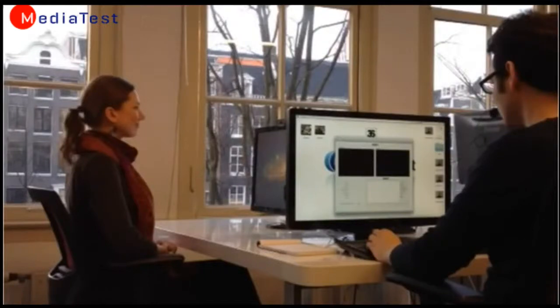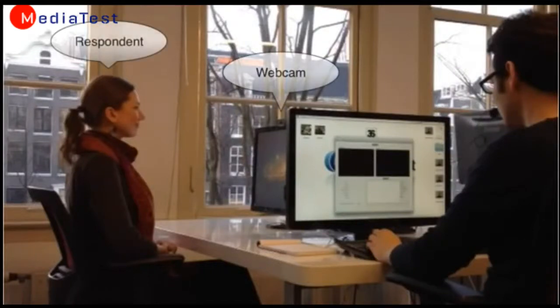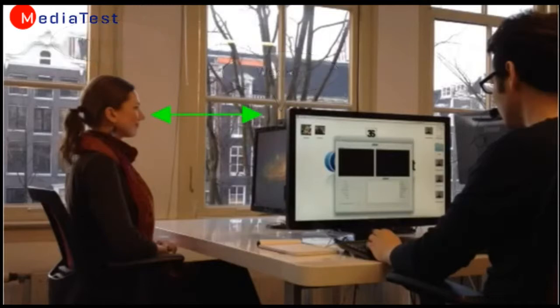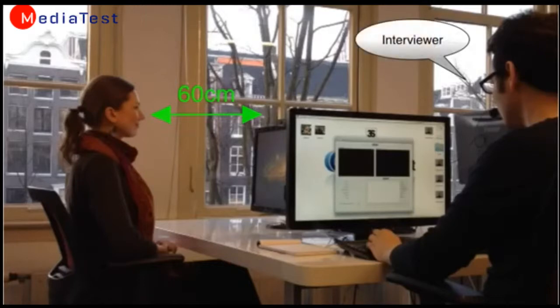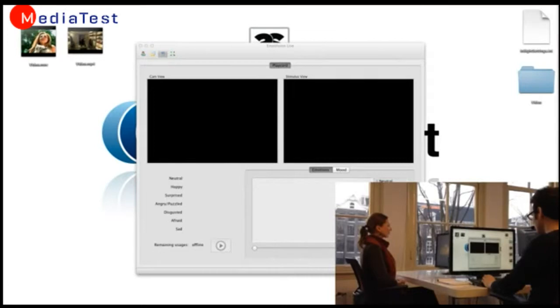The respondent is positioned in front of a screen with a webcam on top. The seat must be adjusted so that the eyes and webcam are at the same height. The distance to the screen must be approximately 60 centimeters. The interviewer governs the experiment using a second monitor.